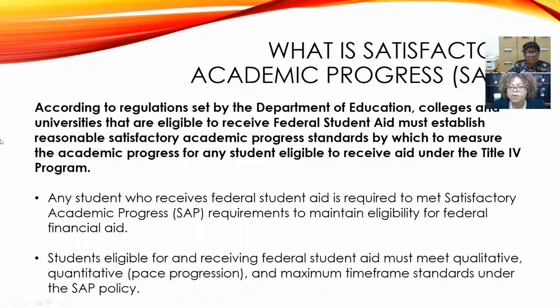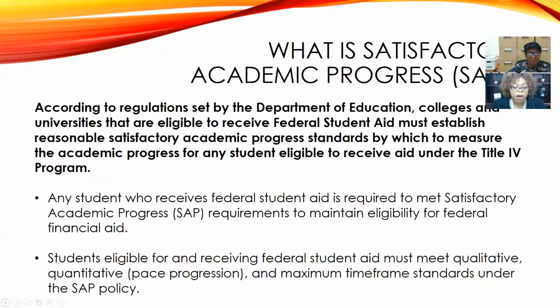So what you can see here on the screen, again, what is satisfactory academic progress? According to regulations set by the Department of Education, Talladega College and other universities are required to set standards that will reasonably measure your satisfactory academic progress and ensure that you are progressing towards graduation. This measure is in place because most of you are generally eligible to receive what we call Title IV aid, or federal financial aid, and any student that falls under that category is required to be monitored throughout that progress.